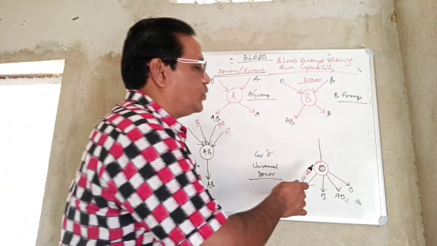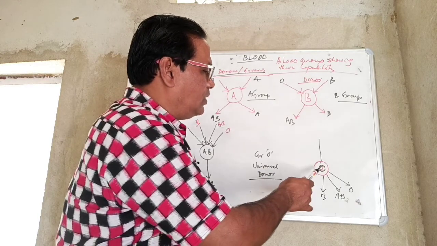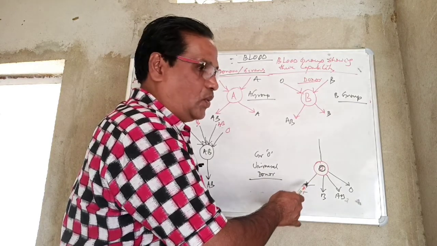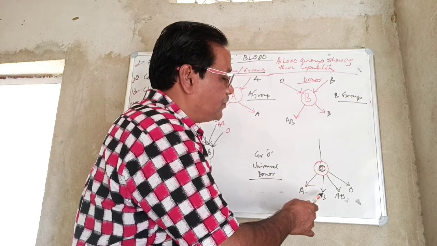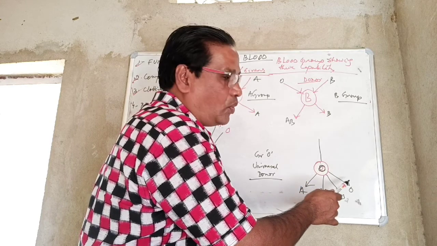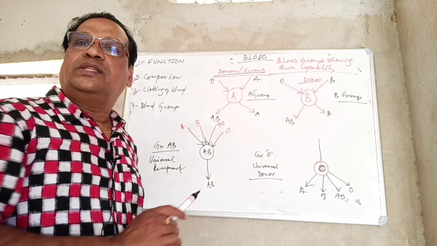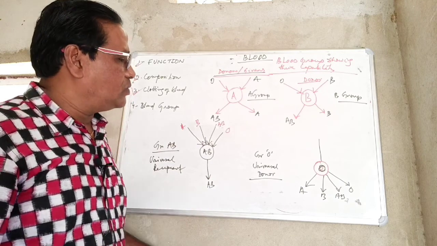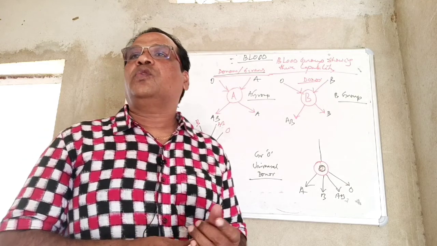Next is the O group. O group is the universal donor. So O will give to A, O will give to B, O will give to AB, and O will give to O. And from others, O will only receive from O. So this is called the universal donor. So this is all about the grouping.